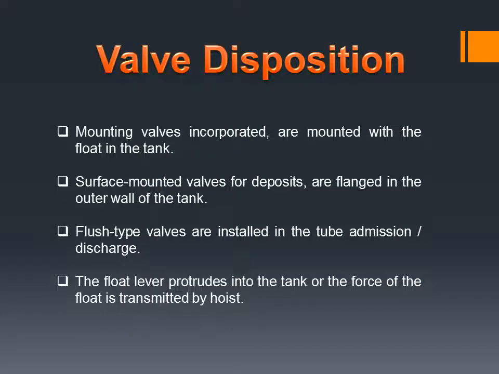Valve disposition. Incorporated mounting valves are mounted with a float in the tank. Surface-mounted valves for deposits are flanged in the outer wall of the tank. Flush-type valves are installed in the tubed admission discharge. The float lever protrudes into the tank, or the force of the float is transmitted by hoist.